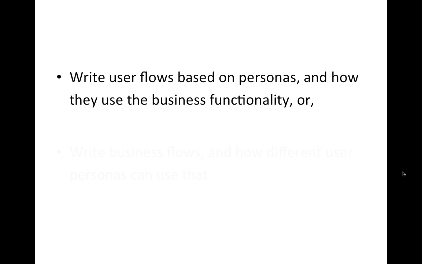We had two options in the case of the auction. We could write user flows based on the personas and how they use the business functionality. So for example, an auctioneer, how is an auctioneer going to use that auction functionality? Or write the business flows and how different personas can use that. So if my business functionality is to sell a vehicle to the highest bidder, what needs to happen in terms of the auction setup and the bidding to ensure that the highest bidder is going to win that vehicle, is going to own the vehicle.